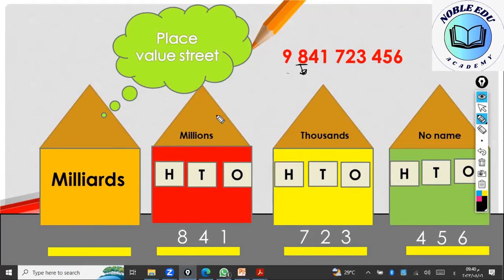If I want to write the value of 8, write again a number 8 down and count how many digits before 8. 1, 2, 3, 4, 5, 6, 7, 8. So replace the digits before 8 by zeros, the same number of zeros. 1, 2, 3, 4, 5, 6, 7, 8. So I have 800 what? 800 millions.